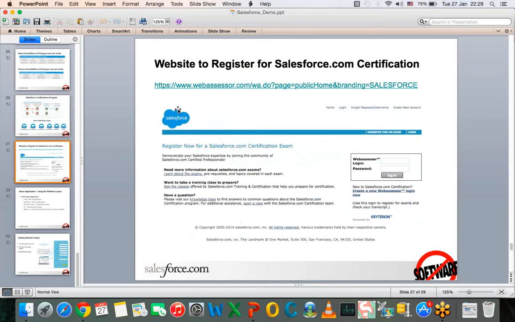And this is a website for registering for a certification exam. You can register and write the exam in any Prometric center, or you can write it at home as well, by just having your webcam and following the directions given on the website. They will tell you at what angle the webcam has to be kept, because it is monitored by Salesforce itself. It's an automated system, and even if you move around, the exam gets stopped automatically.